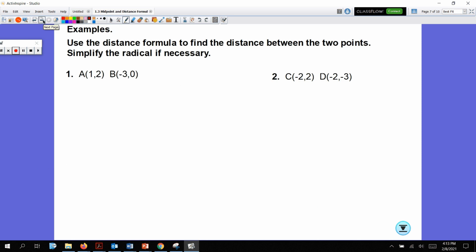All right, we're going to use the distance formula to find the distance between the 2 points. Simplify the radical if necessary. Remember, that's with the square root. I do not want decimals. So here's my x1, here's my y1, x2, y2.